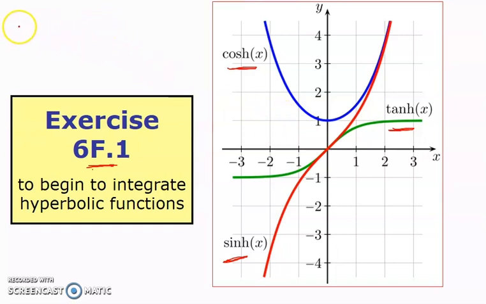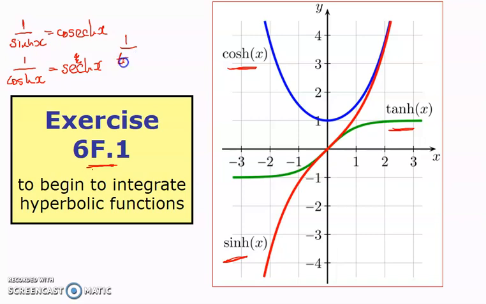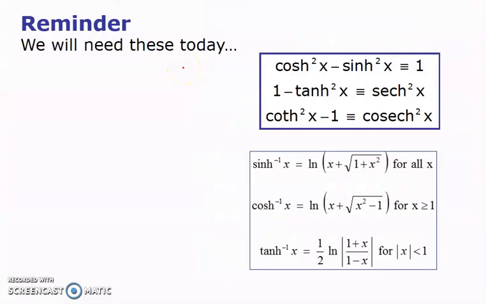Also learn, please, the reciprocal functions. So if I do 1 over sinh, you should remember that's called cosech x. I can do a similar trick with 1 over cosh, and that's called sech x. And the last one is what that 1 over tanh is called: coth. They will be useful, and you'll definitely need those today.